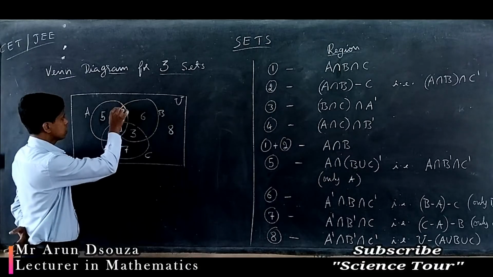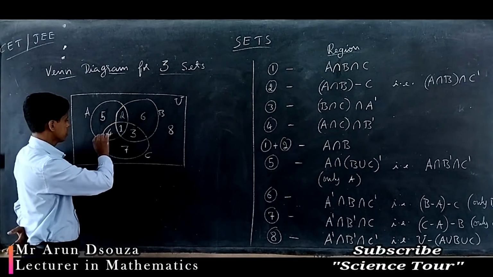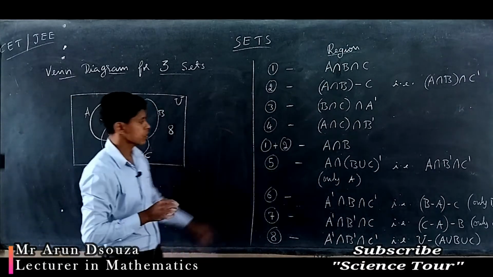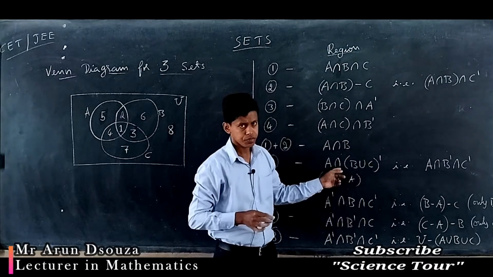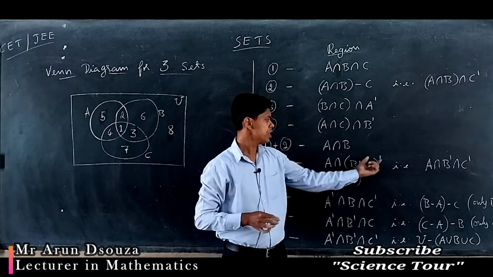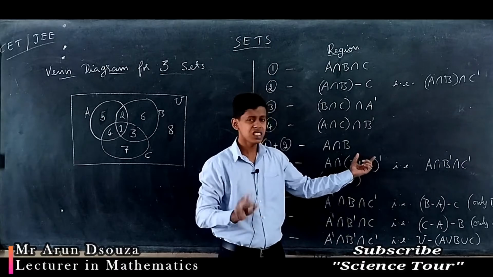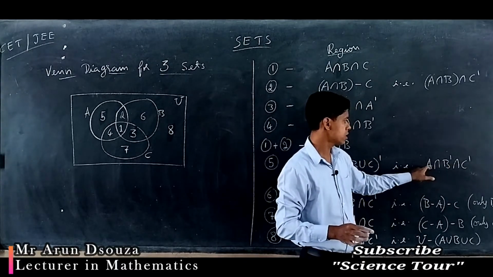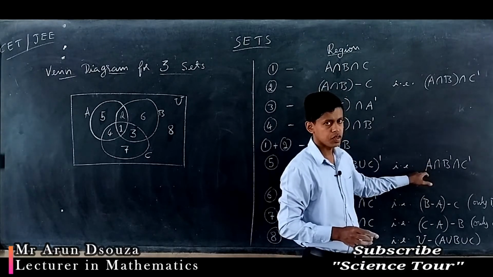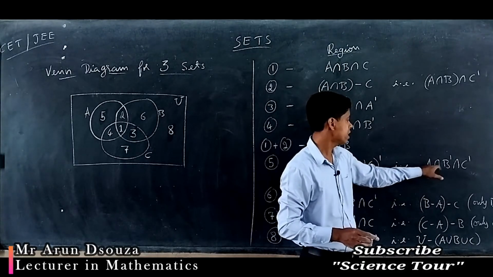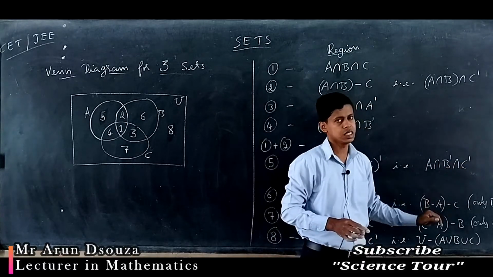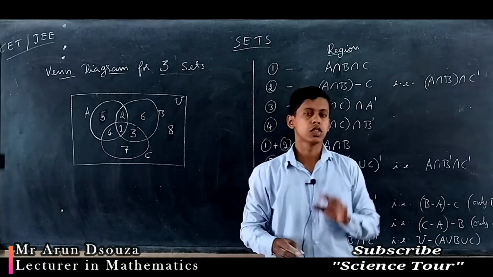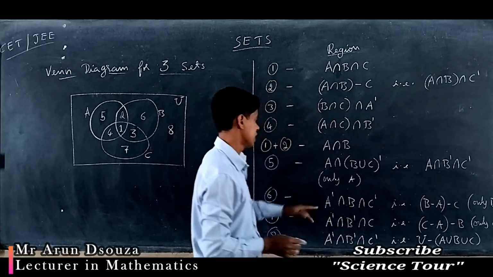Fifth is only this region. So that is only A, of course. How do you write only A? You can write A intersection (B union C) whole dash. B union C is not there, that means B is not there, C is not there. How do you read this? It is the set in which you have A and not B and not C. A but not B but not C. So it is only A, exclusively A.